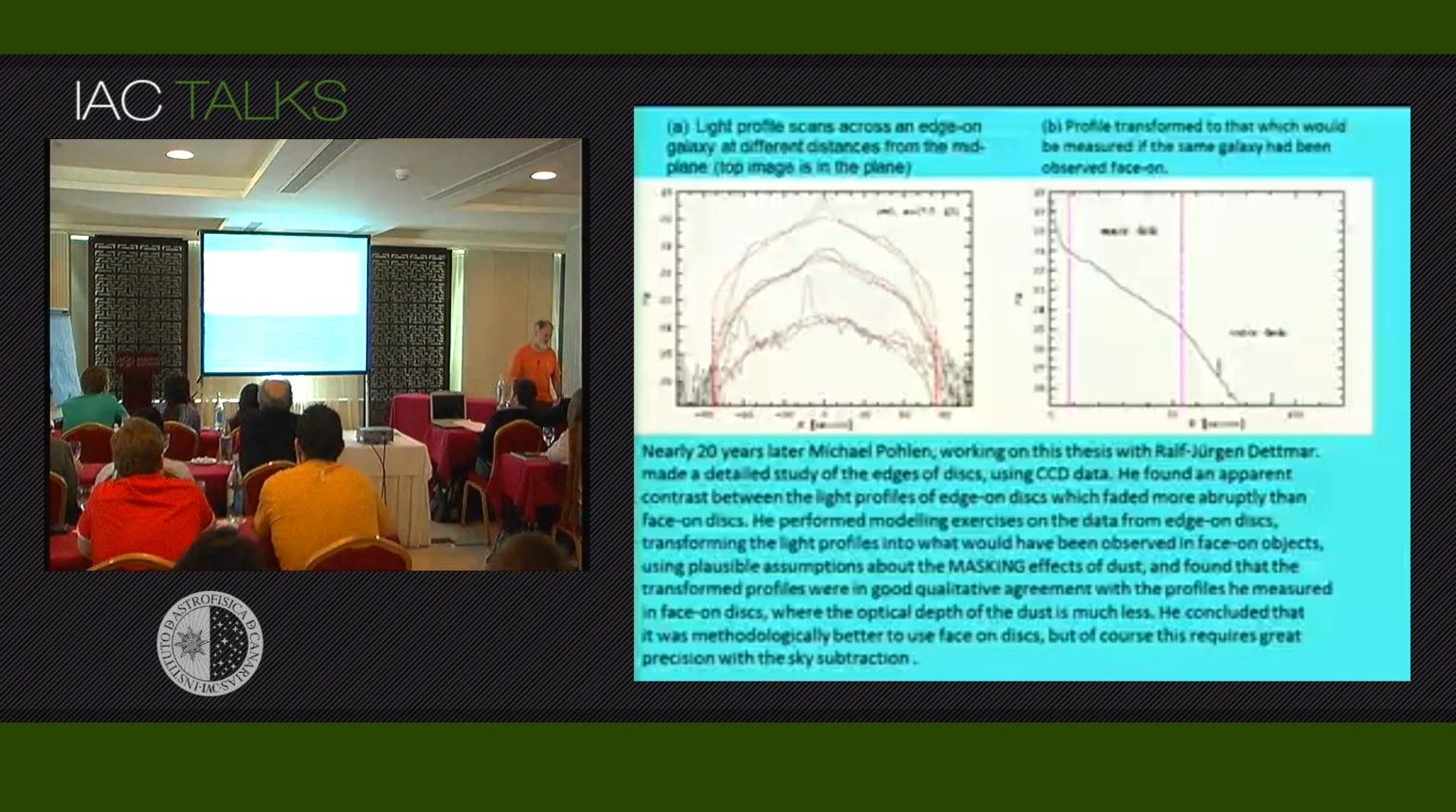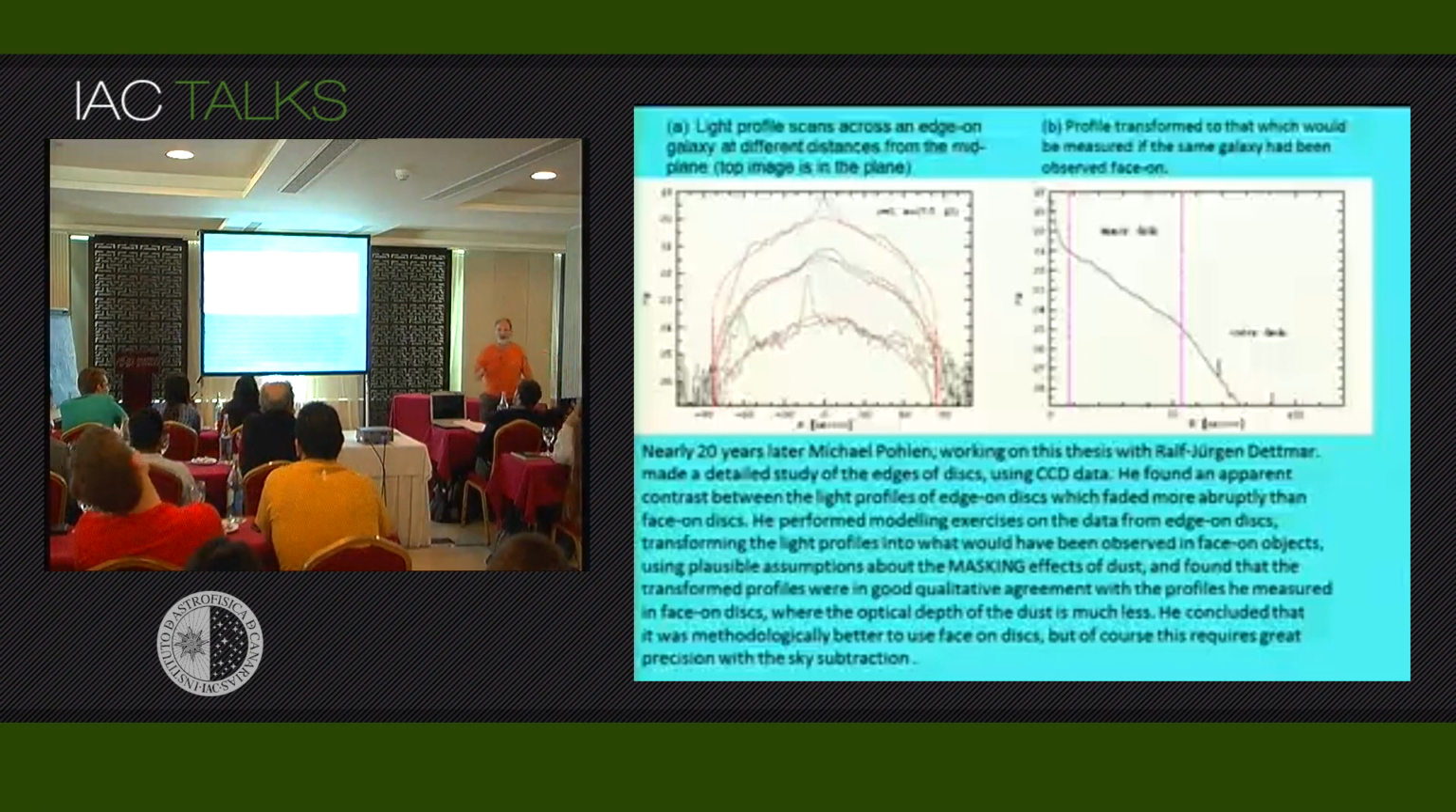Nearly 20 years later, Michael Pohlen, who was then in Germany working on his PhD thesis, made a detailed study of disks using CCD data. And he found an apparent contrast between edge-on disks, which seemed to cut off sharply, and face-on disks, which seemed to fade away. But he made a modeling exercise in which he took an edge-on disk and turned it face-on to see what the effect would be. And he found that really the two systems were very similar, almost certainly the same, as you would expect. There's no real intrinsic physical reason why an edge-on disk should be different from a face-on disk. So he was able to reconcile these and determine that the truncations were there, but they were not so abrupt.